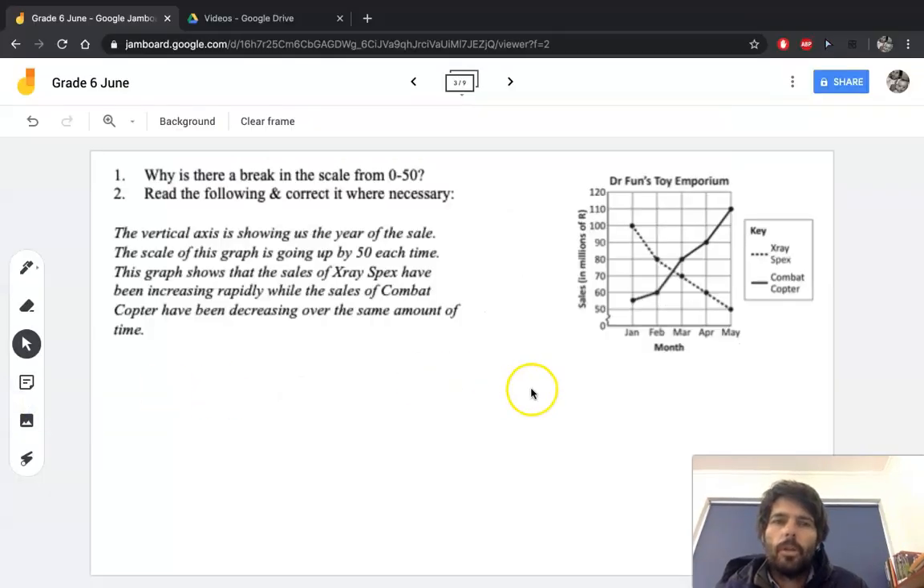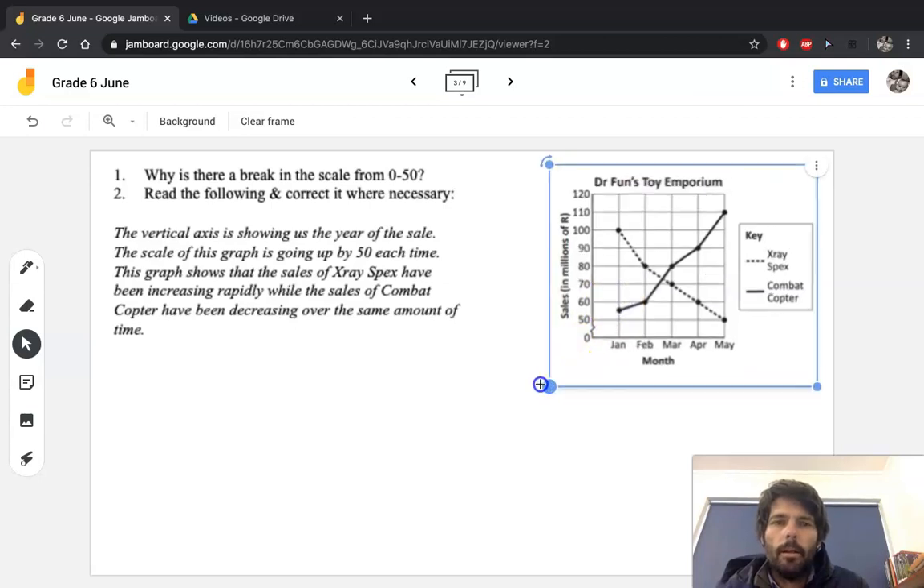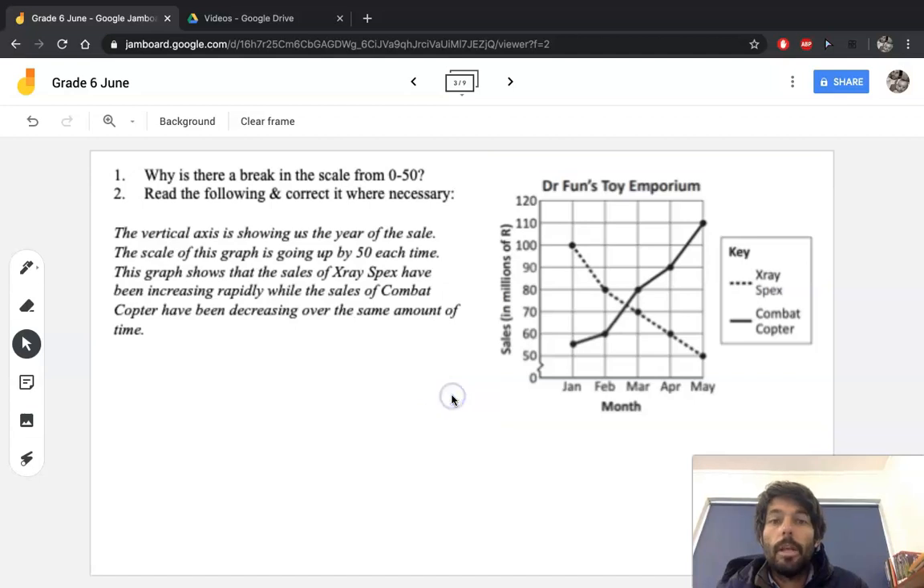So the first question says, why is there a break in the scale from 0 to 50? Okay, so if you look at the bottom left corner of the graph, you'll see there's a little break in the vertical axis from 0 to 50. Now you can see that the interval is 10. So 50 to 60 is 10, 60 to 70 is 10, 70 to 80 is 10, and so on.